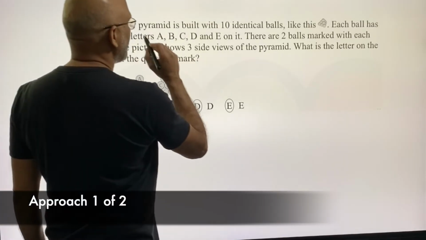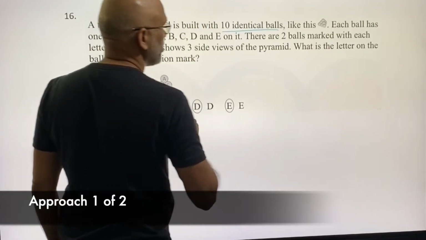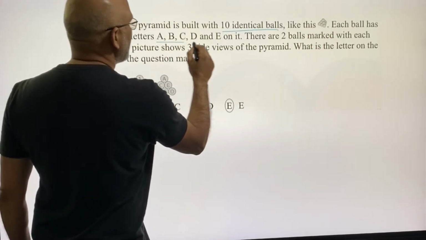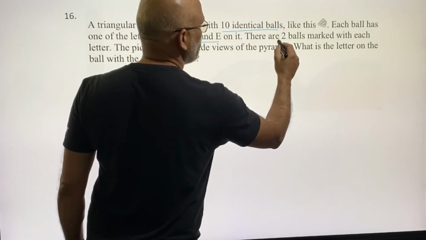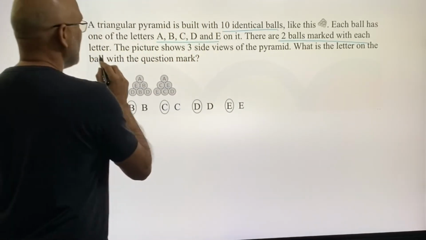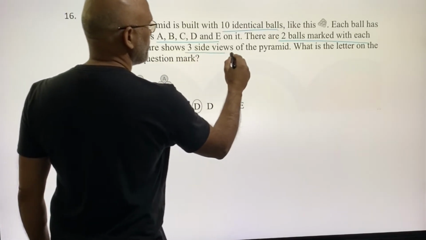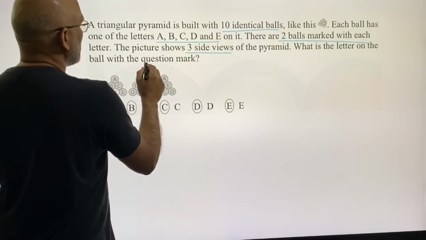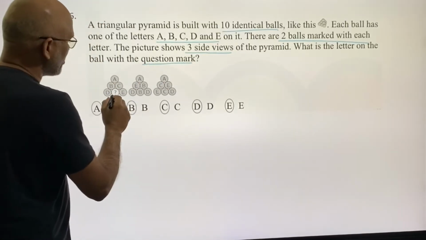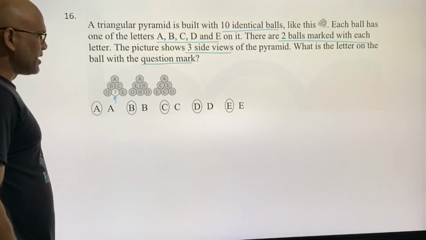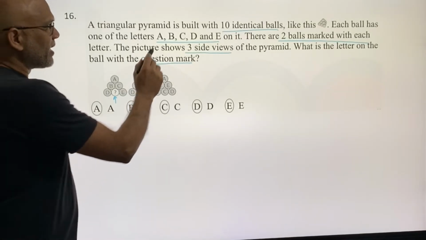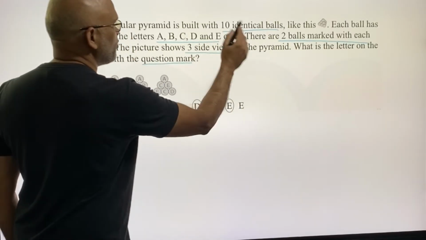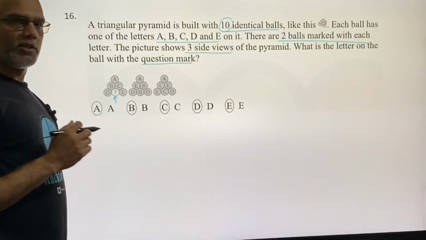A triangular pyramid is built with 10 identical balls, like this. Each ball has one of the letters A, B, C, D, and E on it. There are two balls marked with each letter. The picture shows three side views of the pyramid. What is the letter on the ball with the question mark? So, what is the letter on this ball? So, there are 5 letters and there are 2 balls marked with each. So, 5 times 2, so we have a total of 10 identical balls, right?